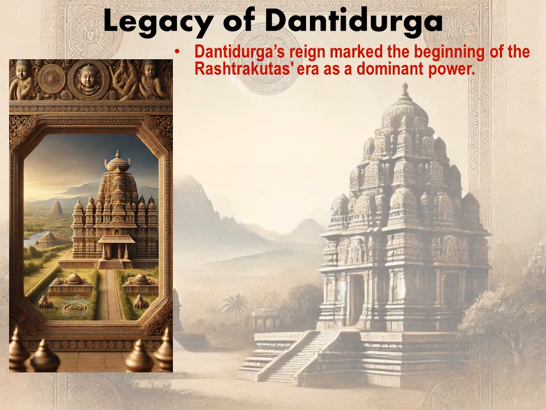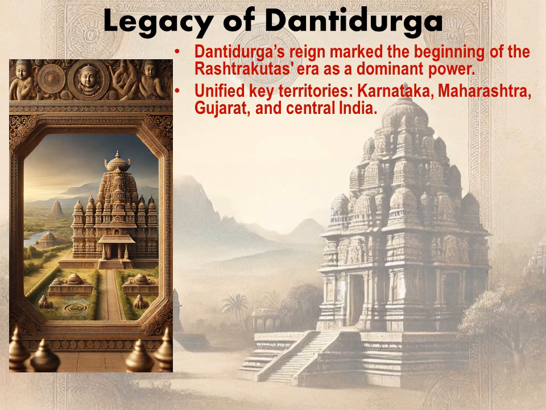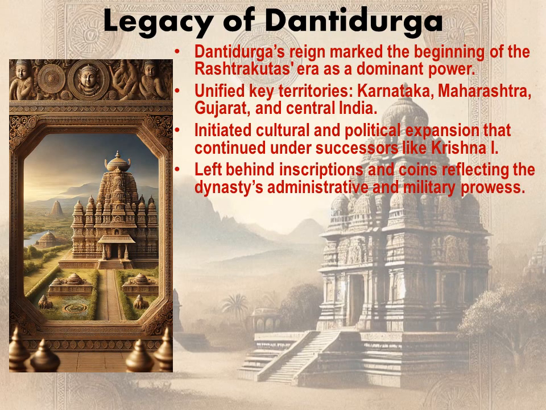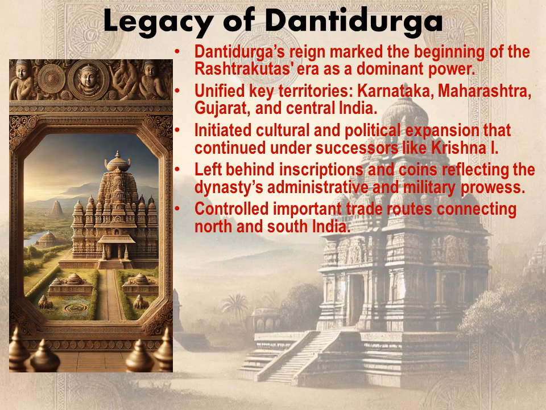Dantidurga's reign marked the beginning of the Rashtrakutas' era as a dominant power. He unified key territories: Karnataka, Maharashtra, Gujarat, and central India. He initiated cultural and political expansion that continued under successors like Krishna I, and left behind inscriptions and coins reflecting the dynasty's administrative and military prowess. He controlled important trade routes connecting North and South India.